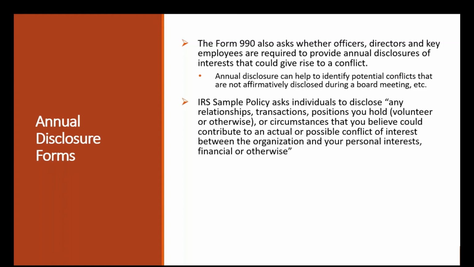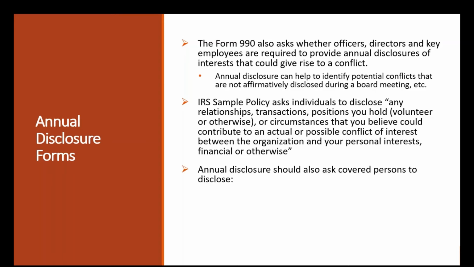So the sample disclosure form that we get from the IRS asks individuals to disclose any relationships, transactions, positions, or circumstances that you believe could contribute to an actual or possible conflict of interest between the organization and your personal interests, financial or otherwise. And then the person just goes and lists everything they can think of that could potentially cause a conflict.